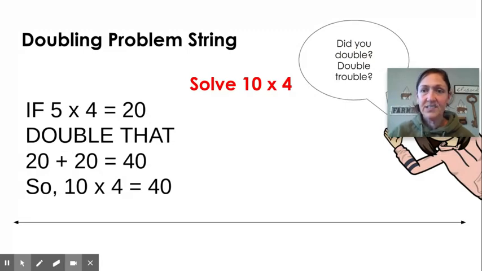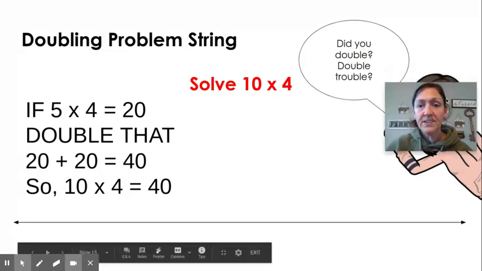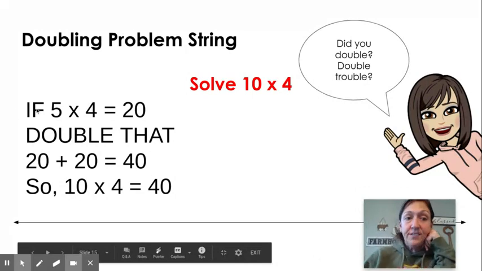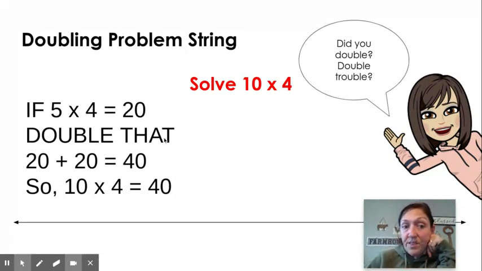All right, solve 10 times 4. I hope you're thinking, well, I just did 5 times 4 is 20. So if I double that, 20 plus 20, I'd get 40. So that must mean 10 times 4 is 40.